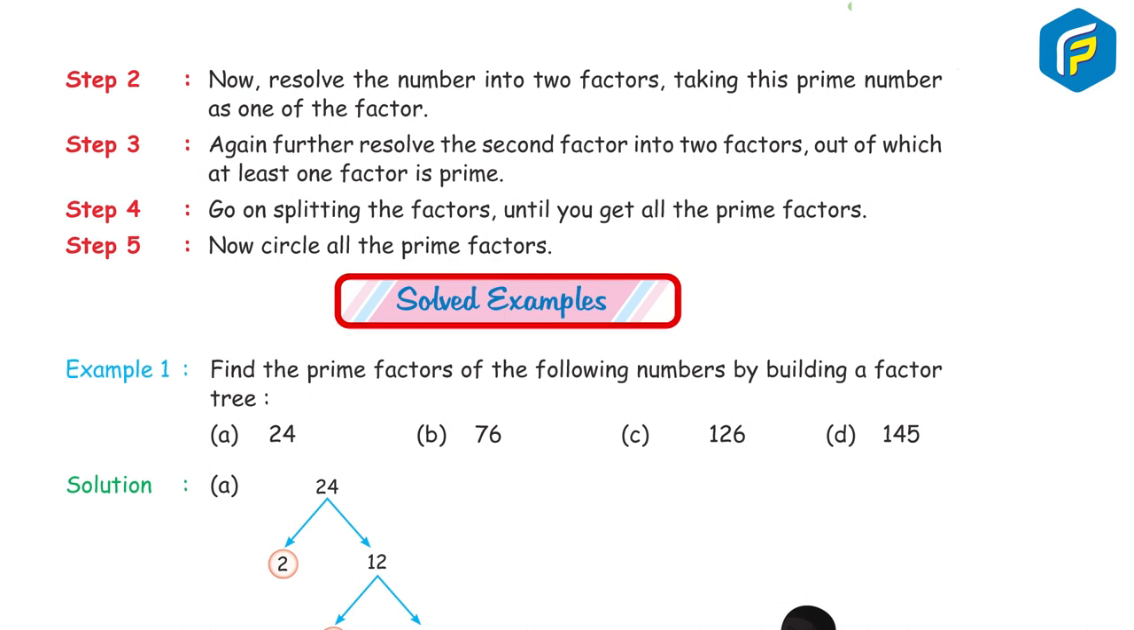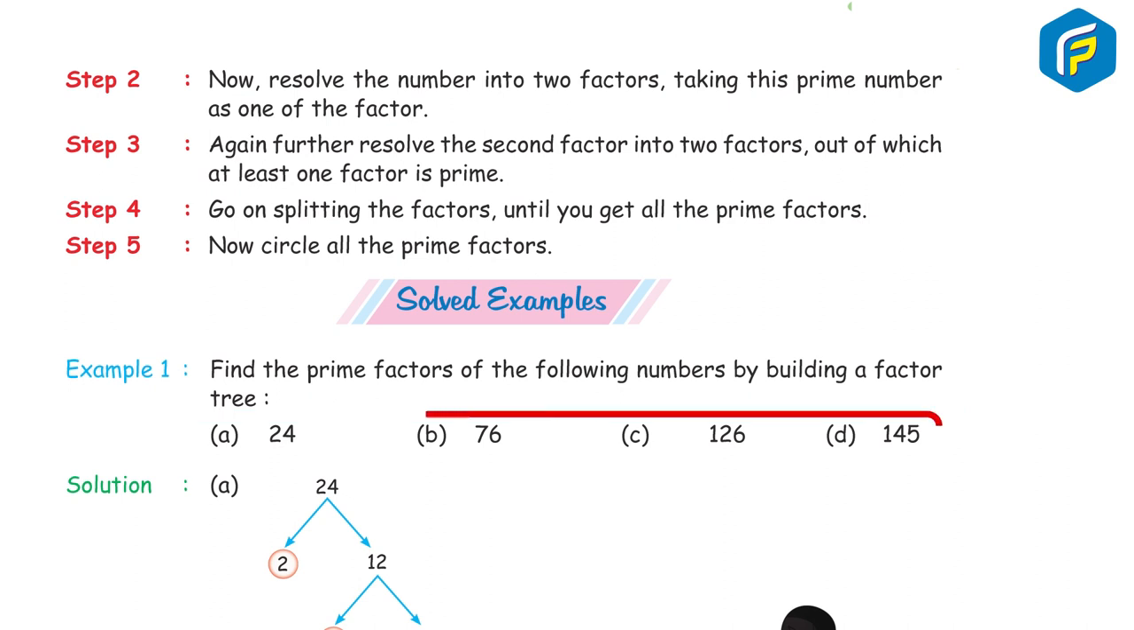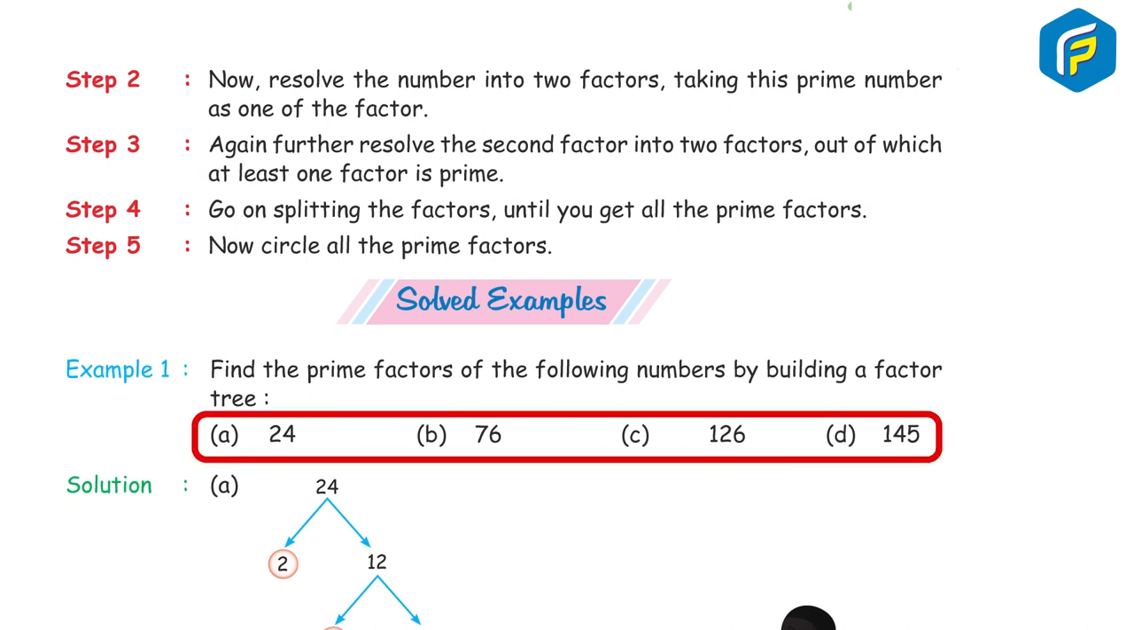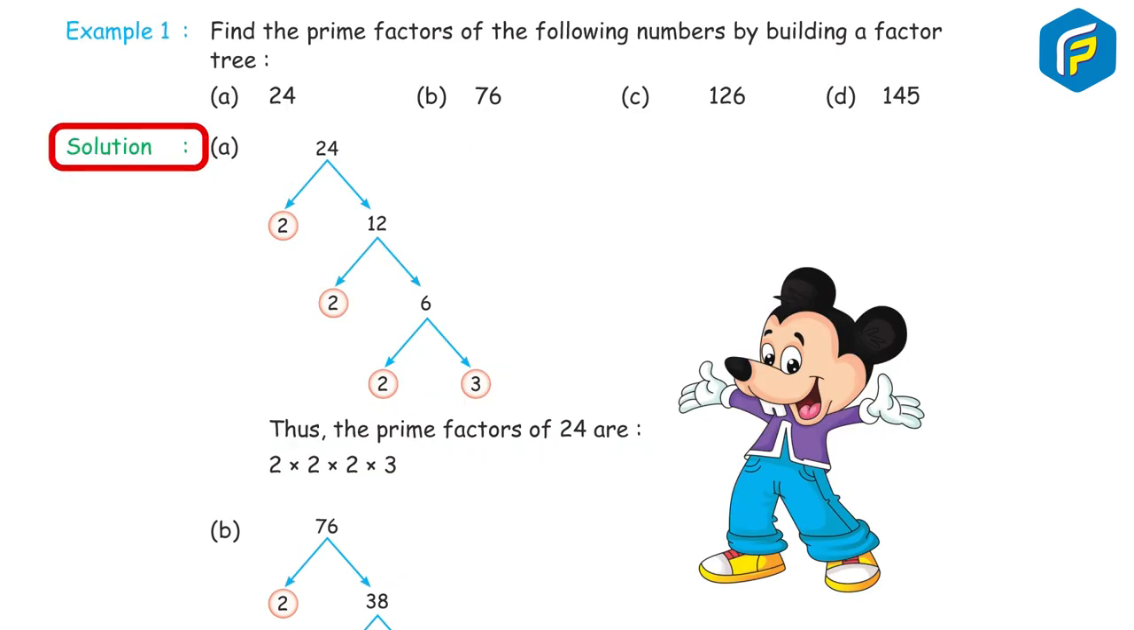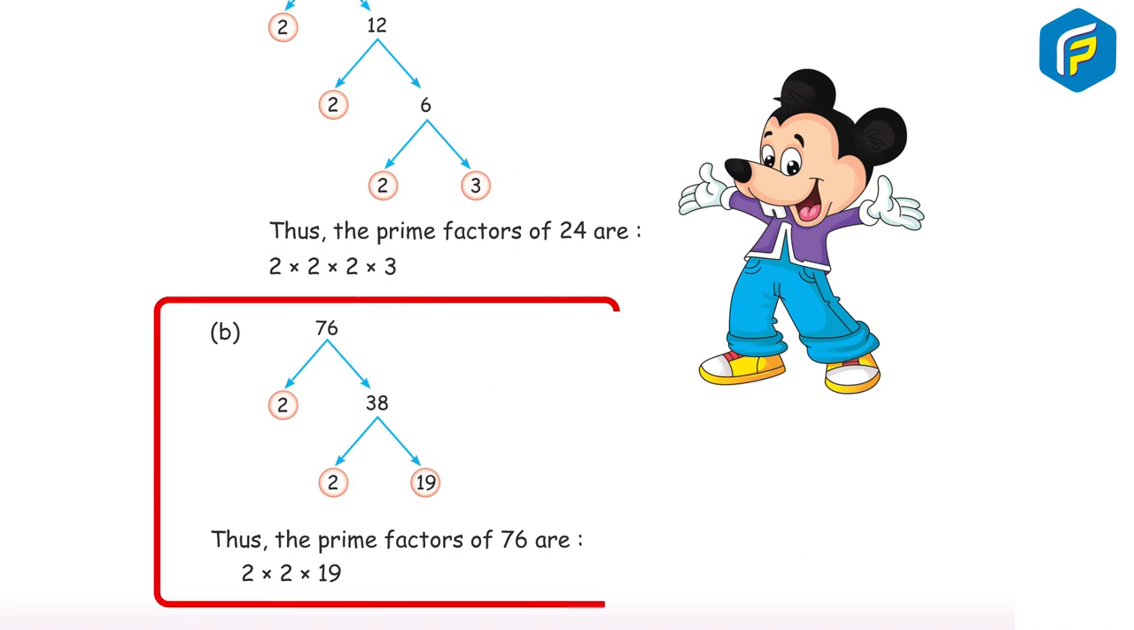Solved example. Example 1. Find the prime factors of the following numbers by building a factor tree. A. 24, B. 76, C. 126, D. 145. Solution. A. 24: 2, 12; 2, 6; 2, 3. Thus the prime factors of 24 are 2 into 2 into 2 into 3. B. 76: 2, 38; 2, 19. Thus the prime factors of 76 are 2 into 2 into 19.